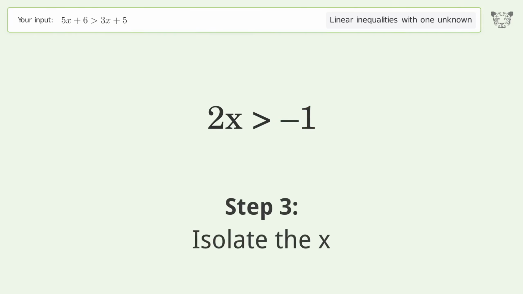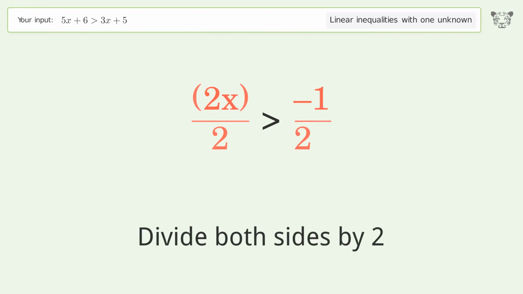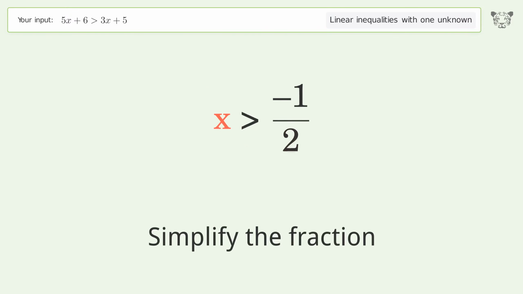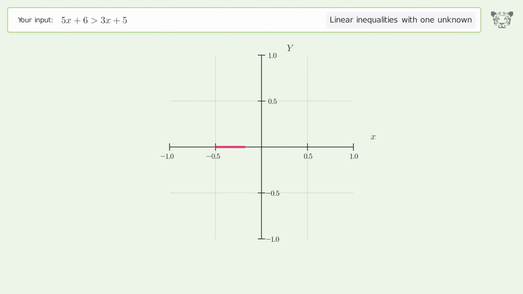Isolate the x. Divide both sides by 2. Simplify the fraction. Plot the solution on a coordinate grid. And so the final result is x greater than -1/2.